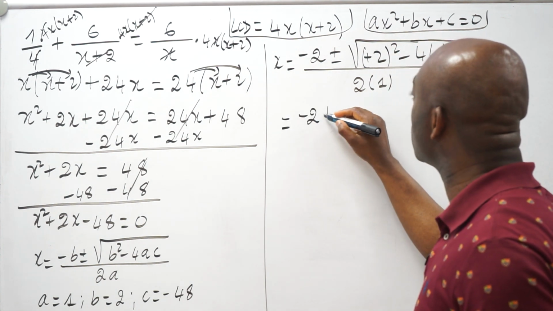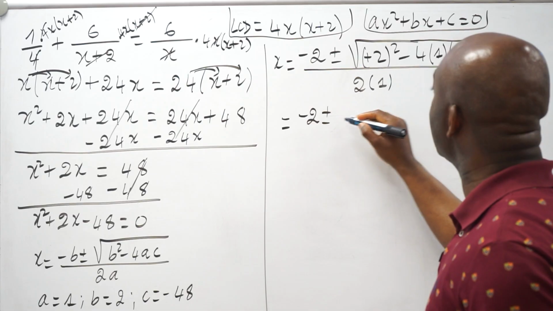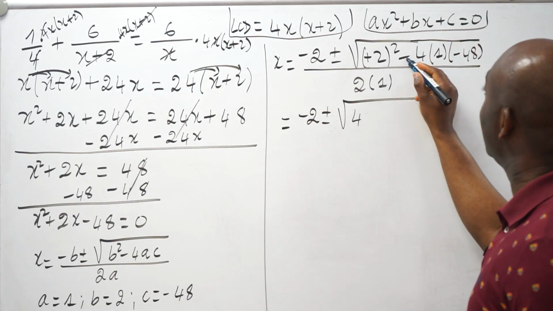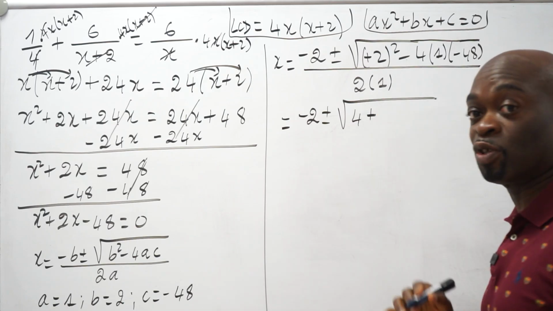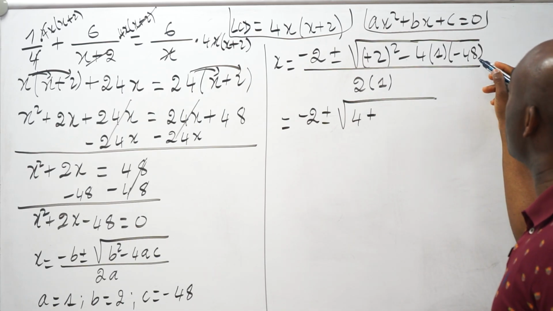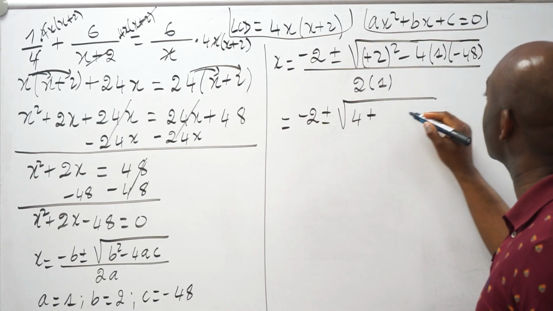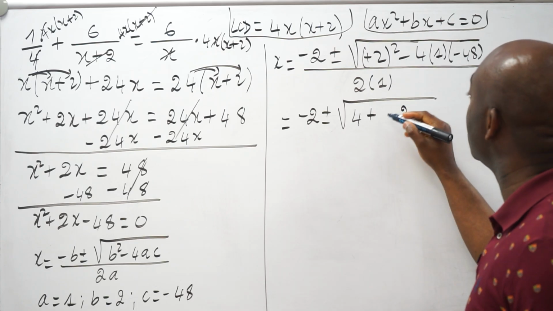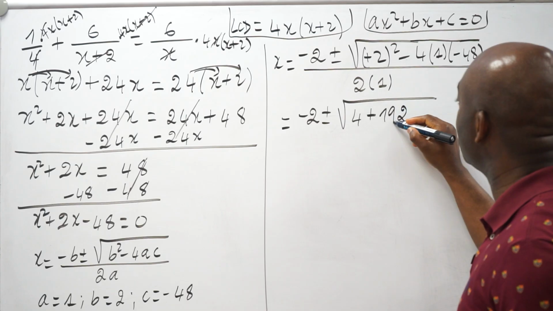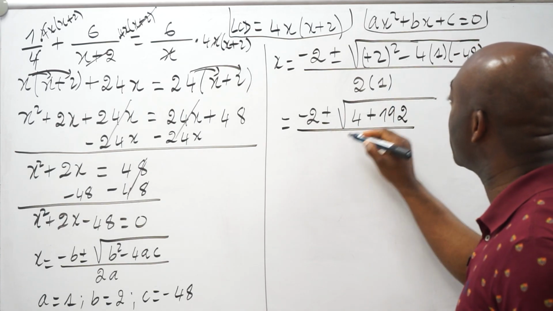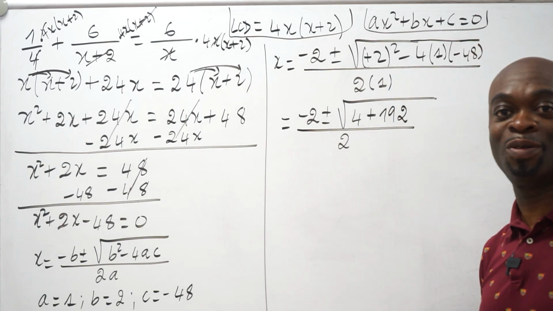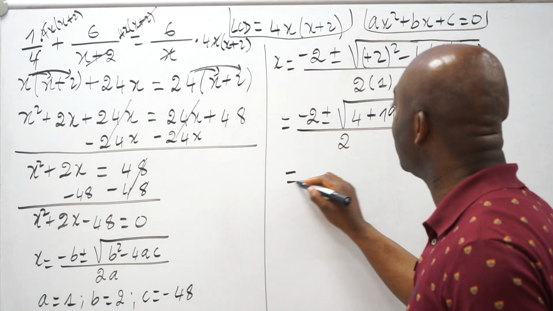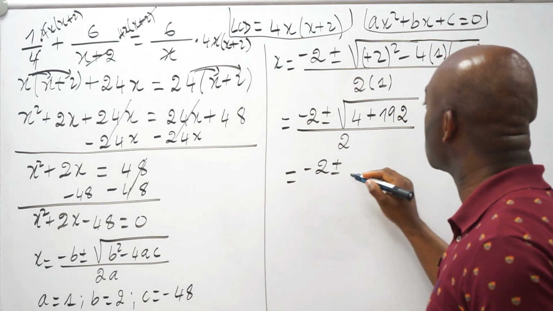We then have negative 2 plus or minus the square root of what? So we have 4 here because 2 squared is 4. Negative times negative is already positive, so we established that. And 4 times 48 is going to give us what? So that's 4 times 8, that's 32. And 4 times 4 is 16, 16 and 3 is 192, which is divided by 2 because 2 times 1 is 2. We good?